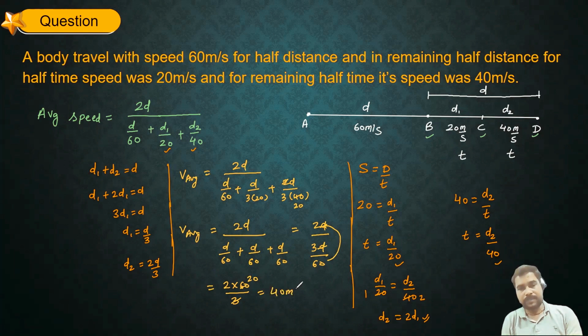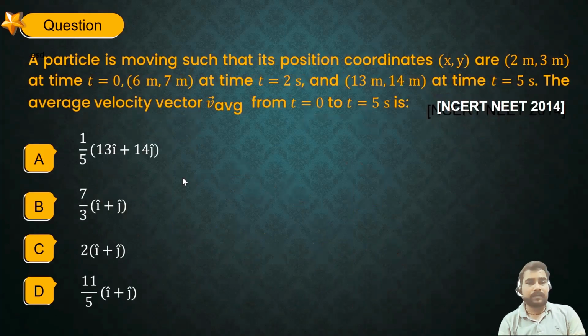40 meter per second is going to be the average speed for this question. Next, a particle is moving such that its position coordinates x and y are 2 meter, 3 meter at time t equal to 0, 6 meter, 7 meter at time t equal to 2 seconds, and 13 meter, 14 meter at time t equal to 5 seconds. The average velocity vector from t equal to 0 to t equal to 5 seconds we need to determine. It is a very easy question.